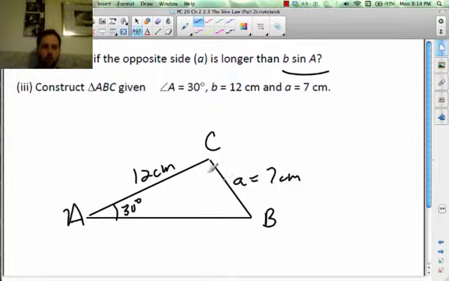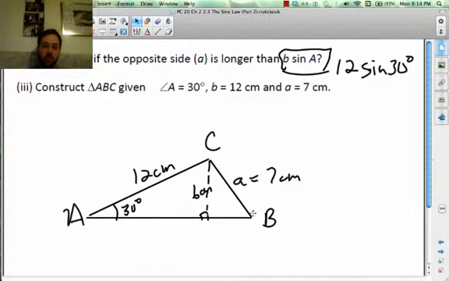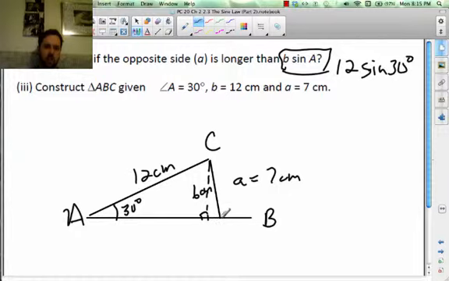We already know from our previous calculations that in order to drop straight down, we only require a line of 6 centimeters. Okay, that's what b sine a is, 6 centimeters. If you've forgotten, you can recalculate this thing. 12 sine 30. So 6 centimeters, but we're told that our a is 7 centimeters, so it's actually a little longer. So it will touch here just on this side of 6 centimeters, and then as you swing it, it will make a little arc and it will touch again here.